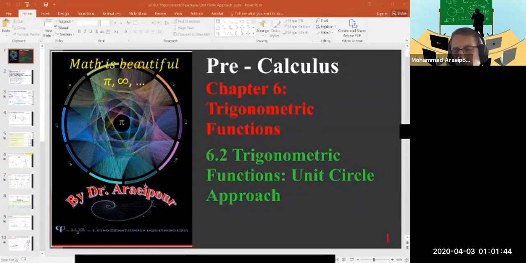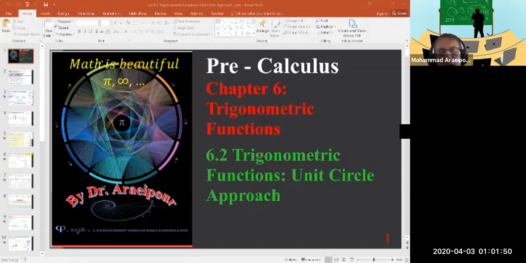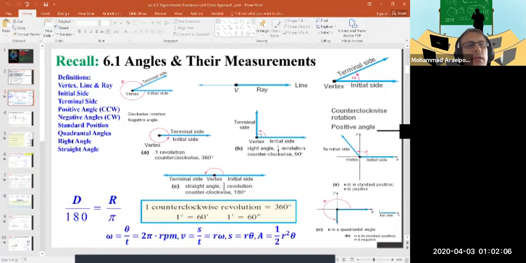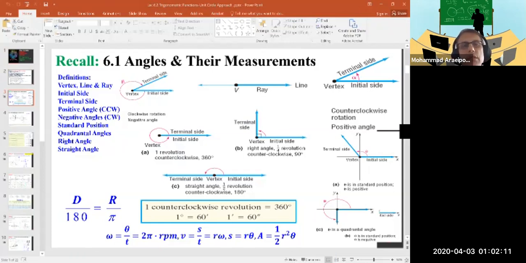We are looking at section 6.2, trigonometric functions, and the approach we're going to use is the unit circle. First, let's quickly recap what we've done. We looked at the first section, and in the first section, we dealt with a lot of basics: angles, the measures, some definitions, vertex, line, ray, initial side, terminal side, and so on and so forth.